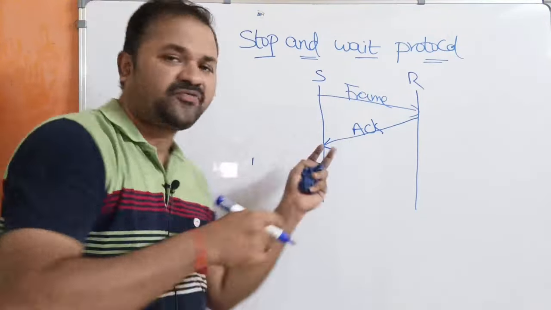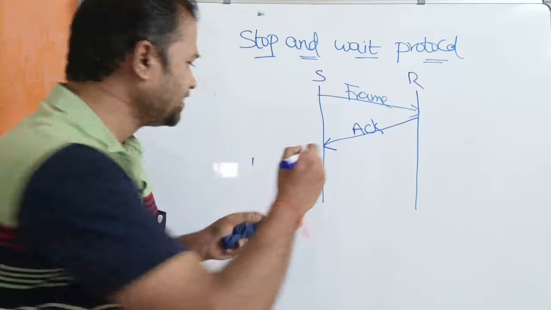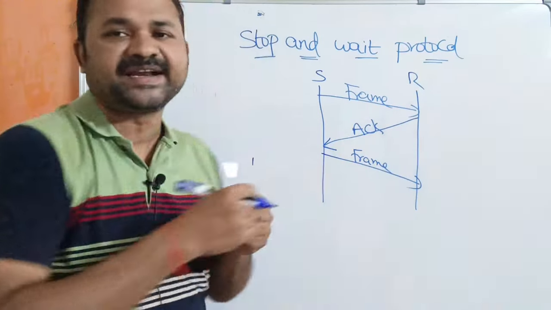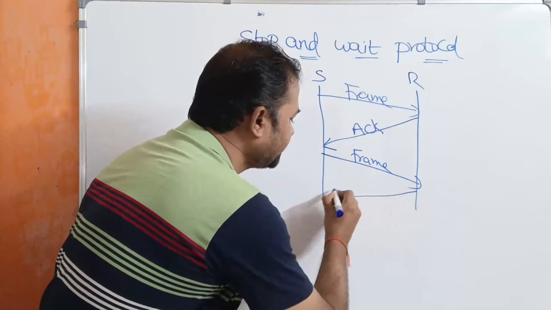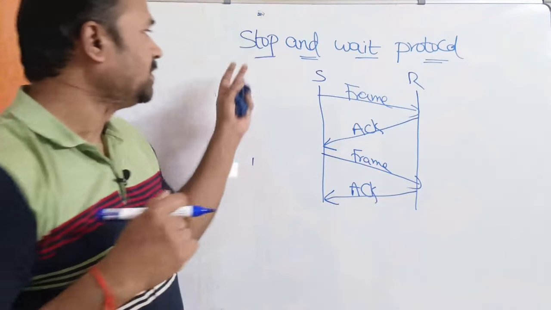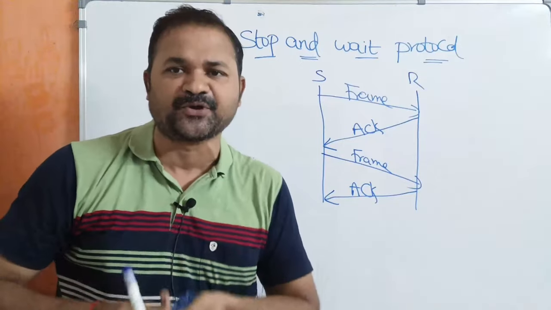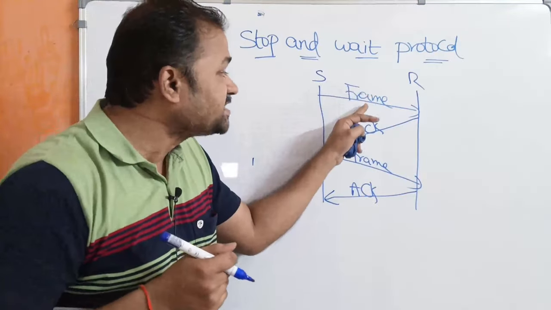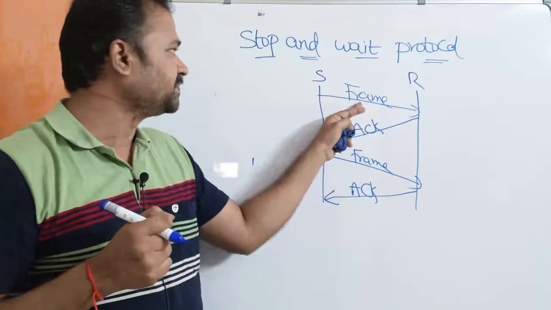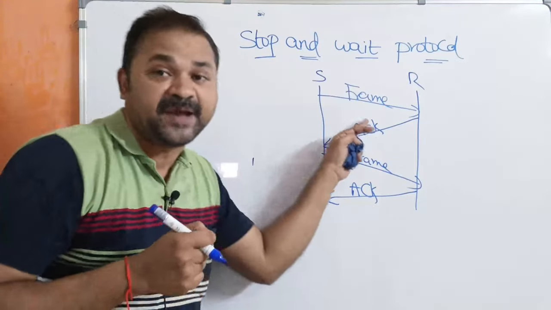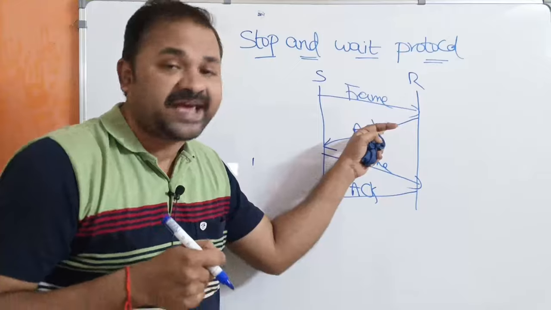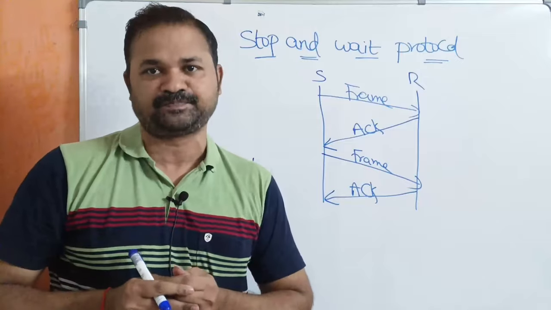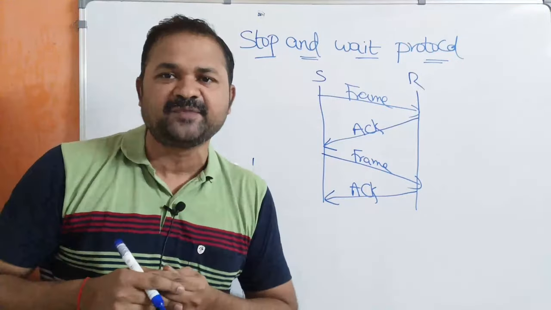Likewise, after receiving the acknowledgement from the receiver, the sender sends another frame to the receiver. The receiver receives the frame and provides an acknowledgement for the frame. So why is it called the stop and wait protocol? The sender sends a frame to the receiver, stops sending another frame, and waits for an acknowledgement for the frame. After receiving the acknowledgement, only then can the sender send another frame to the receiver. So this is what the stop and wait protocol is.